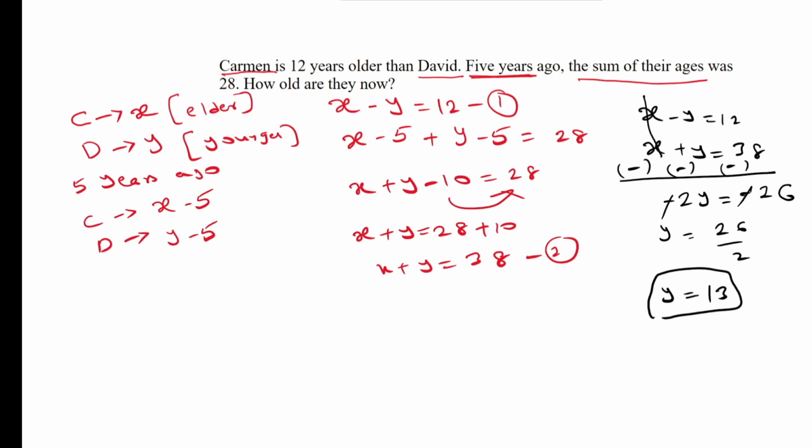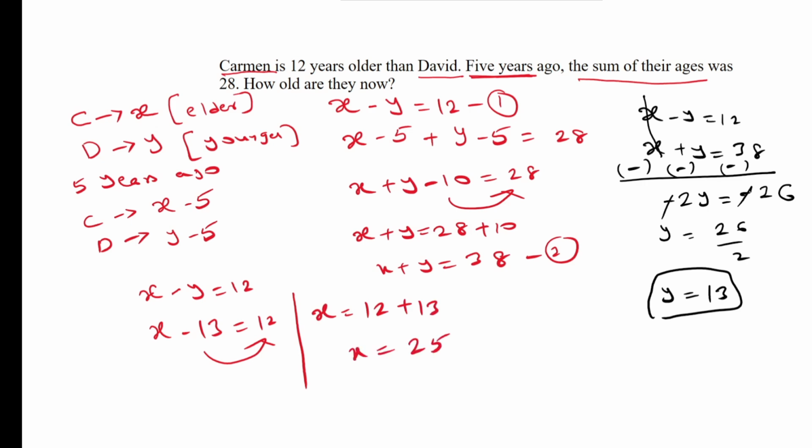Now we got the y value, right? To get the x value, substitute this y value in any one of the equations. If we take the first equation, x minus y equals 12, x is unknown, minus the y value we got as 13, equals 12. Taking minus 13 to the right side, x equals 12 plus 13, so the x value is 25. So x is nothing but Carmen. So Carmen's present age is 25 years and David's present age is 13 years.